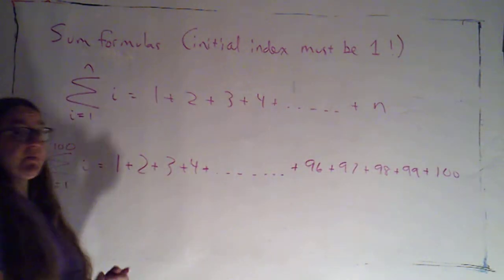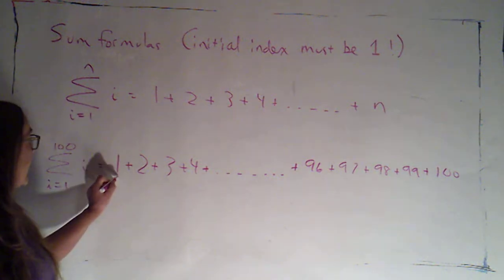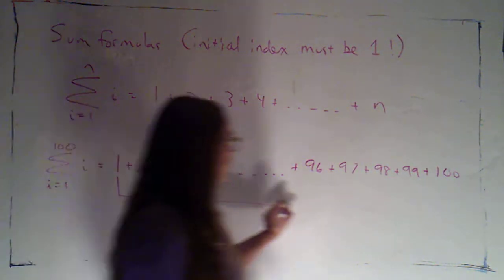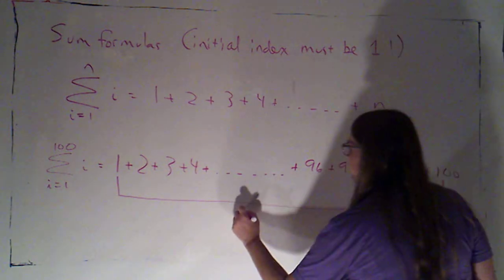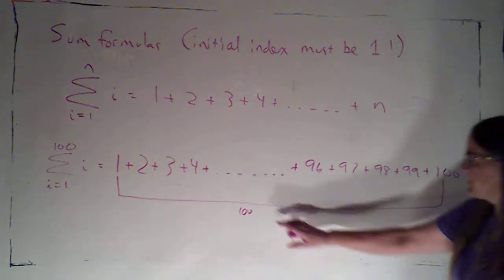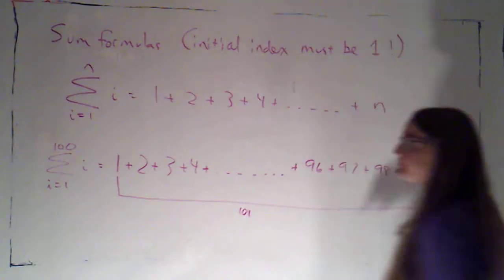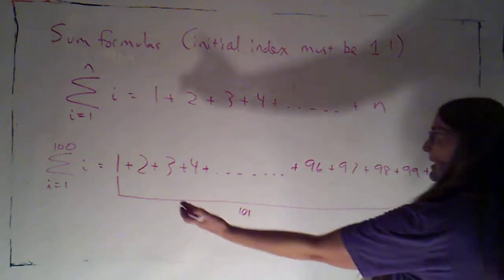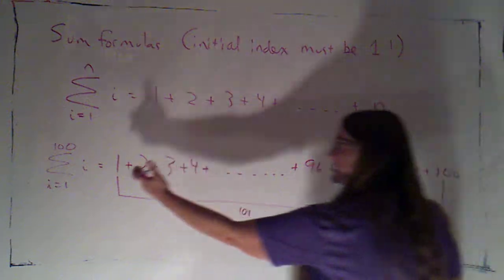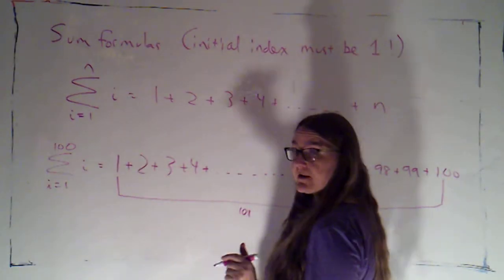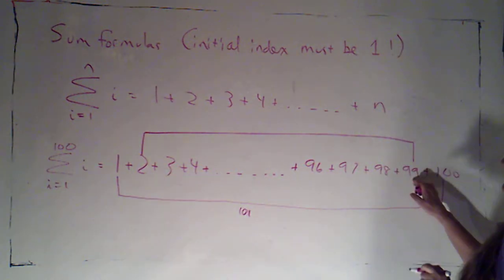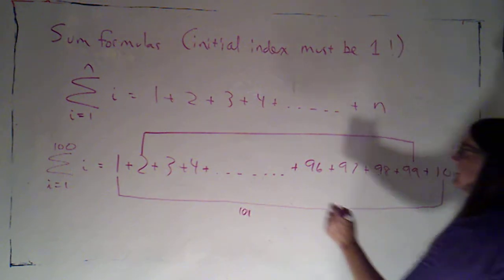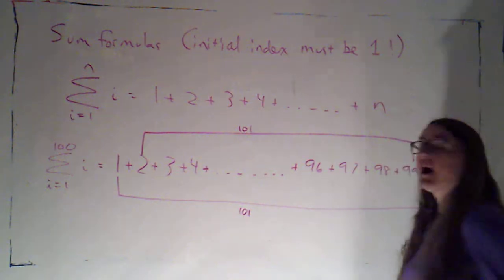But there's a much better way of adding them up. I'm going to take this first number and this last number, and I'm going to say, hey, that gives me 101. And then I'm going to work my way in. So I started with the smallest number, then I'm going to go to the second smallest number and the second biggest number. 2 plus 99, oh, that's 101.